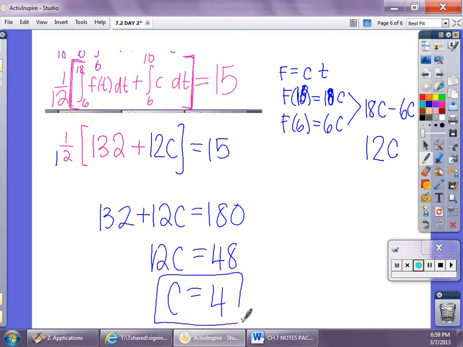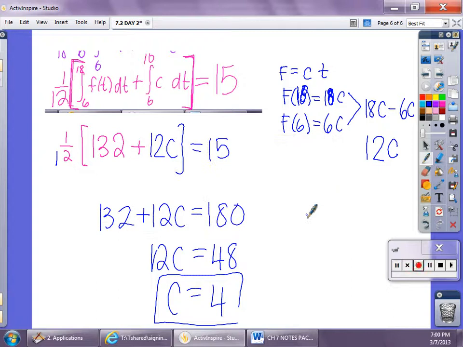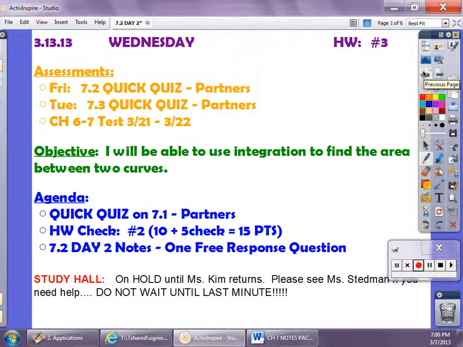So again, not a problem that you've seen, not one that you're used to, but the wording, the units, all of that stuff that we've been practicing kind of gets used in here. So today, the rest of the time is for you to work on homework. And I believe, can't remember what day today is. Today's Wednesday, so you have another quick quiz on 7.2 on Friday with your partners. There you go.